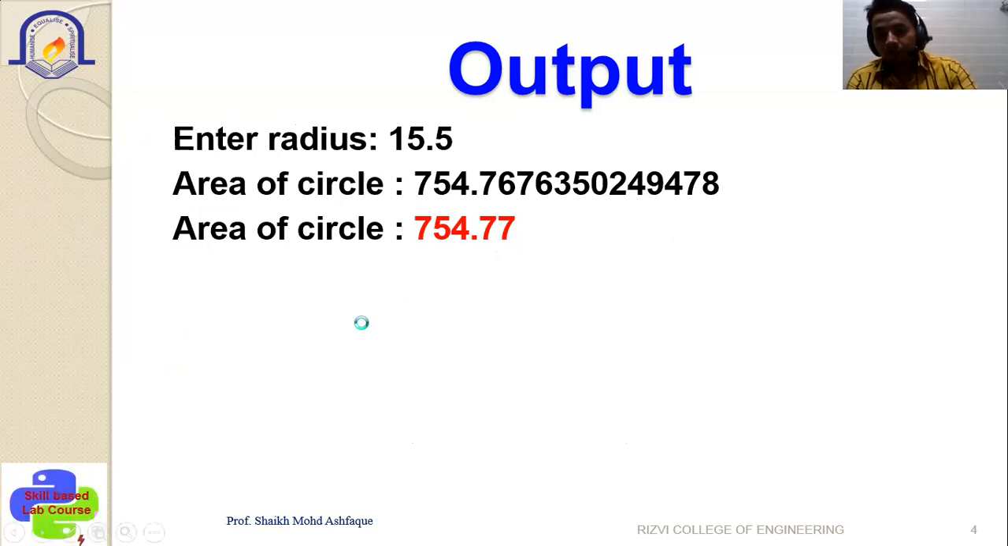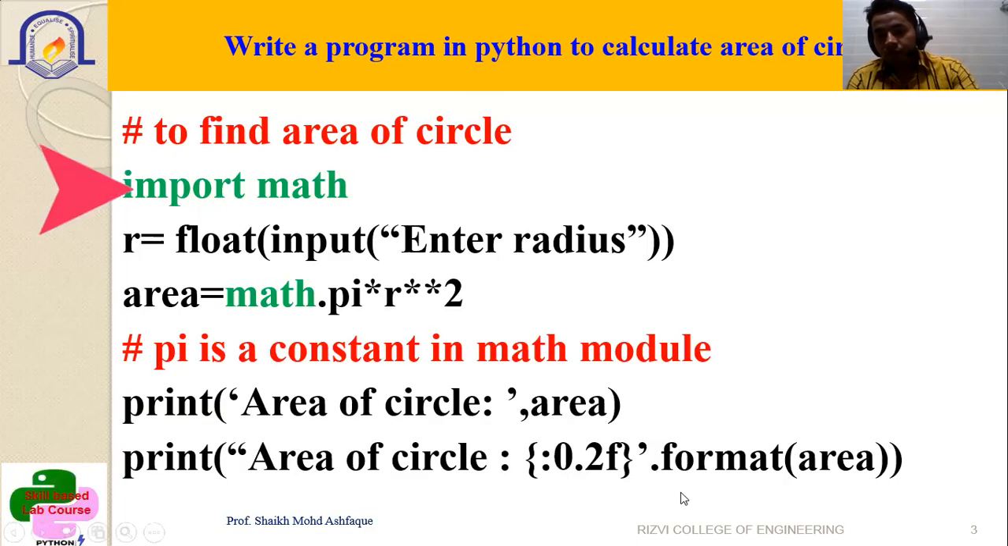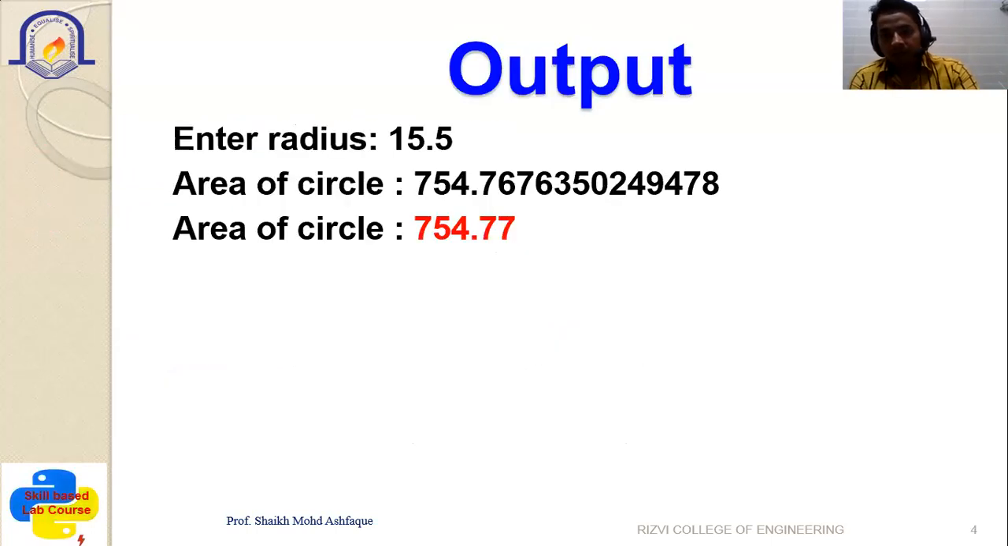For that purpose, you can write the statement in this way: area of circle, {:.2f} dot format area. Area is basically a variable, and everything is written the same as it is. So it will take that rounded value after the decimal point and it will be displayed. Here it will be displayed like this, that is .77. So here we are normalizing the values.